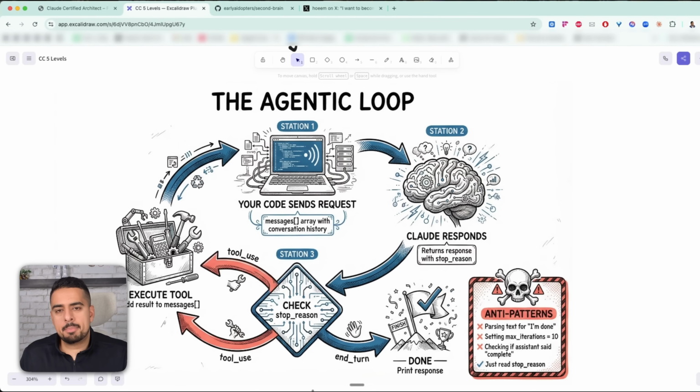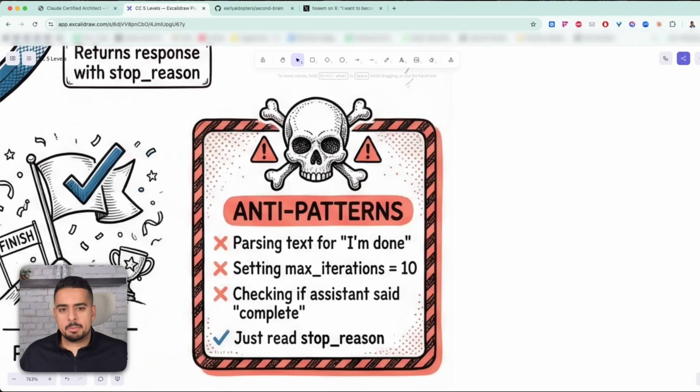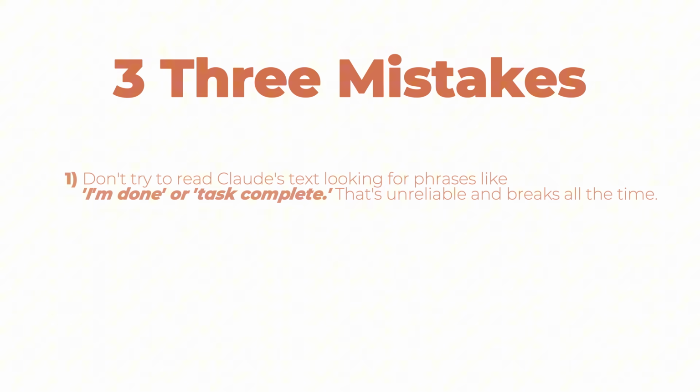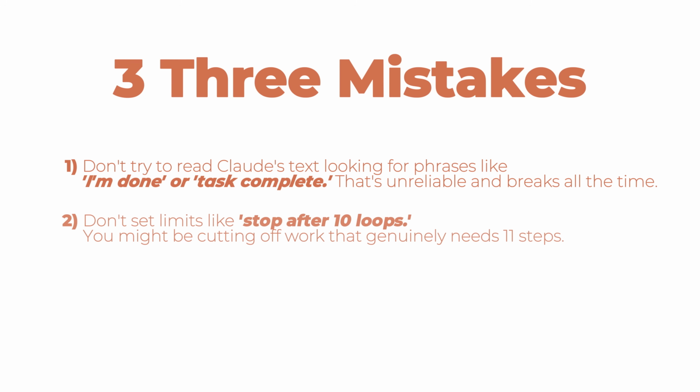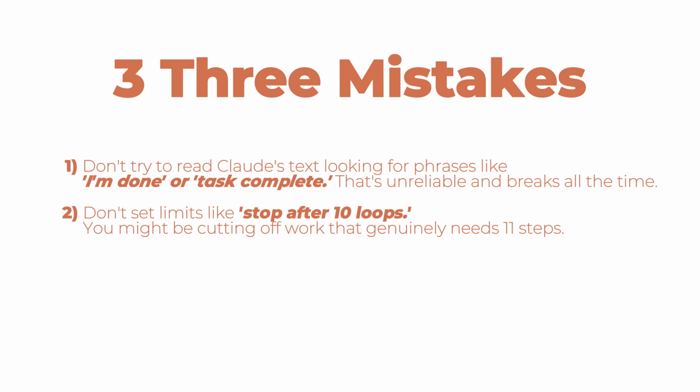Now, the exam guide points to 3 different areas where people make mistakes in understanding the agentic loop. And these are basically the anti-patterns. So first, reading Claude's text looking for phrases like I'm done or task complete. That's unreliable and it breaks all the time. Second, you don't want to set limits like stop after 10 loops. You don't know the level of depth that Claude Code needs to do yet to accomplish a specific task.